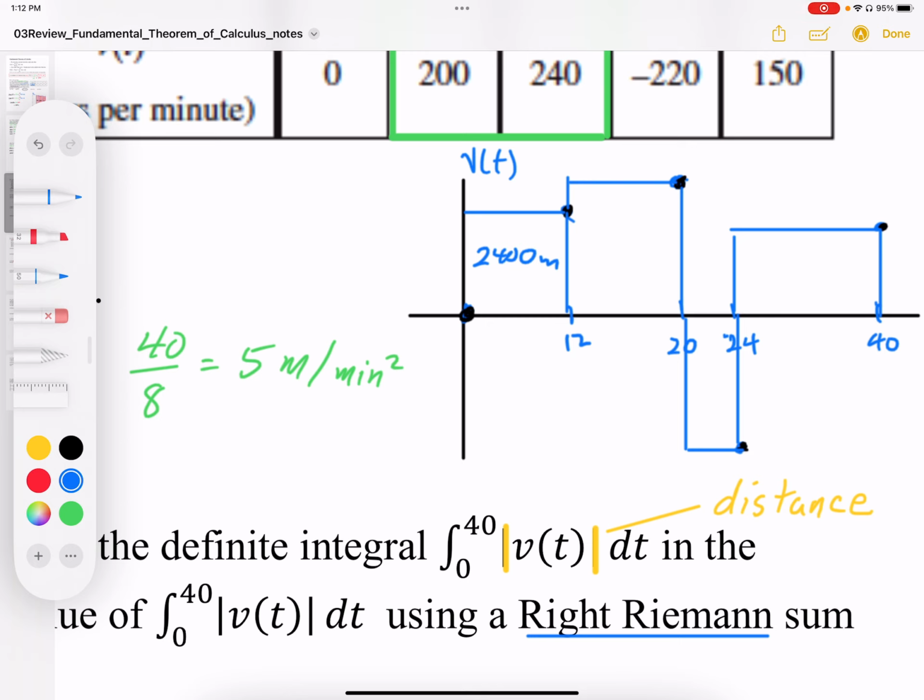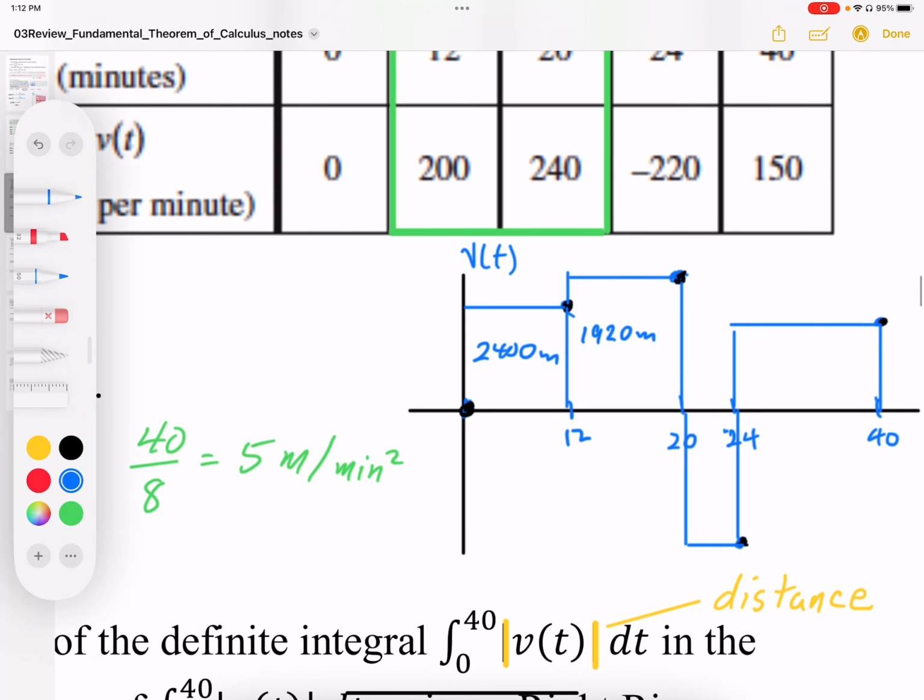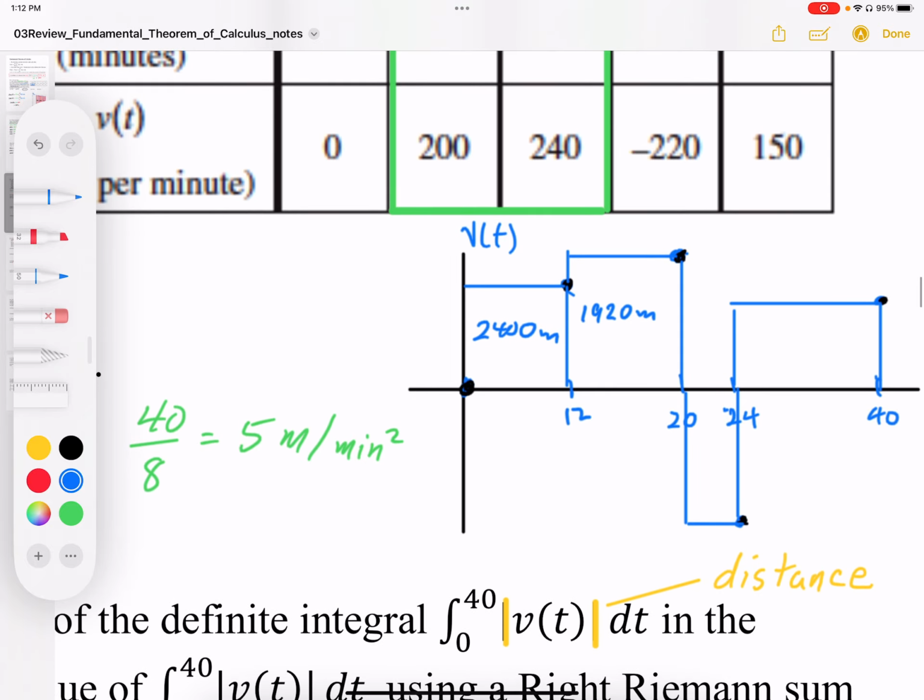Between 12 and 20, that's 8 minutes. The height is 240 meters per minute. So we get 240 times 8, and that's going to give me 1,920 meters. For the next interval, it's going to have a height of negative 220 and a width of 4 minutes. So this works out to be negative 880 meters.